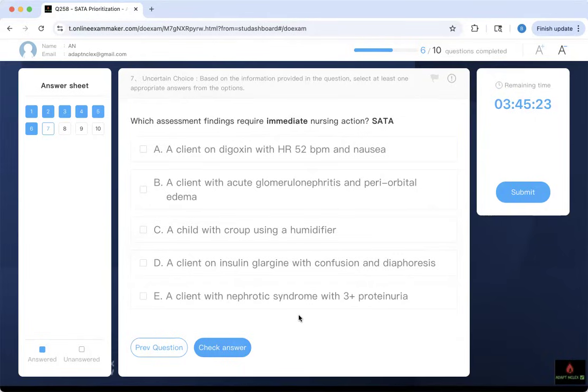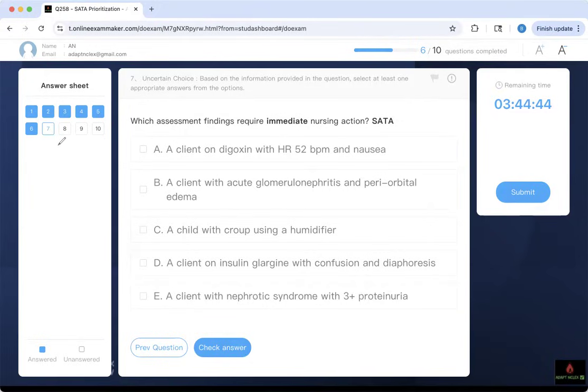Should that be what you see? Acute glomerulonephritis with periorbital edema. A patient has croup and is using a humidifier. Fundamentals of selected apply and prioritization. I want you to understand them. I don't want to trap you, but I want you to use these little strategies, so that no matter how they make the question, you can still figure it out. I'm taking insulin glargine, but I'm confused and I'm sweaty. Is that okay? I have nephrotic syndrome and my protein is +3.